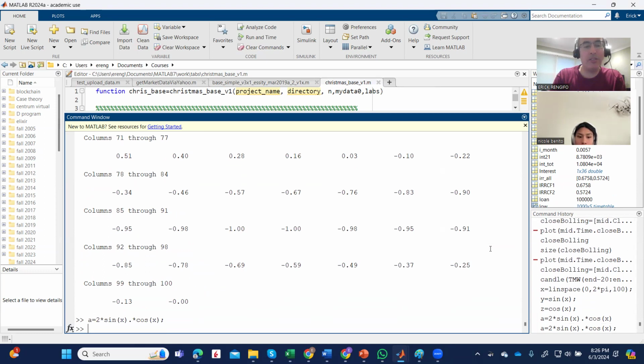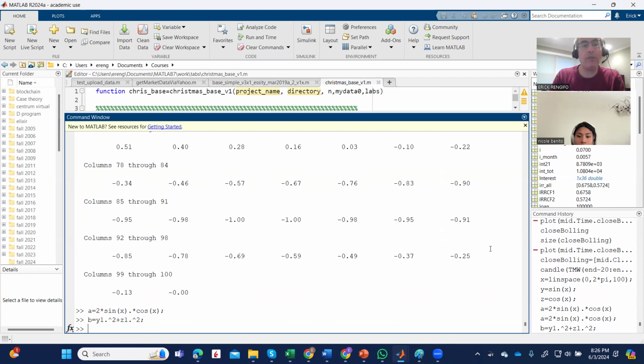Semicolon. And then let's do b equals sine of x. Oh, sorry, this is y already, what I'm doing. This is y squared plus c squared. And this is y1, and this should be c1. Correct, guys? So what I've done is I've recreated all the variables.